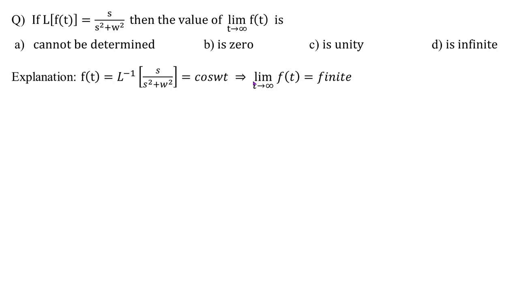cos omega t. Once we get f of t, let us take the limit as t tends to infinity of f of t, that is cos omega t. And we know that the value of cosine when t tends to infinity always lies between minus 1 and 1. It could be any value between minus 1 and 1. We don't know exactly, but it is always a finite value, right? So the answer is finite, but none of the options gives this choice, right? So it means it cannot be determined. It cannot be 0, it cannot be unity, and it cannot be infinite, but it is a value between minus 1 and 1. Okay, so that's why we will go for option number A, that is cannot be determined.